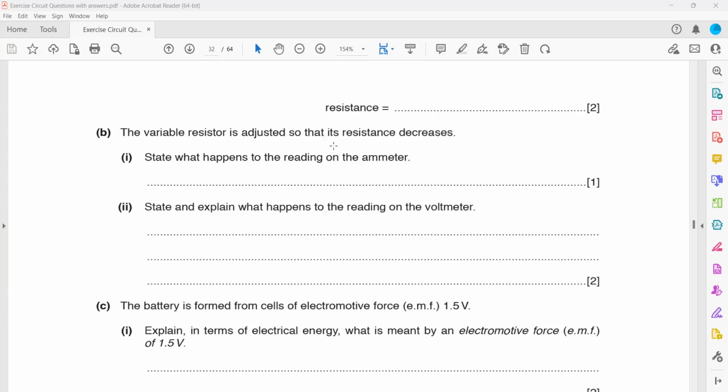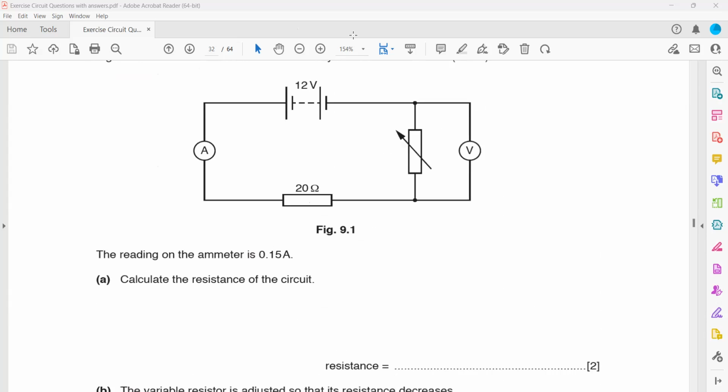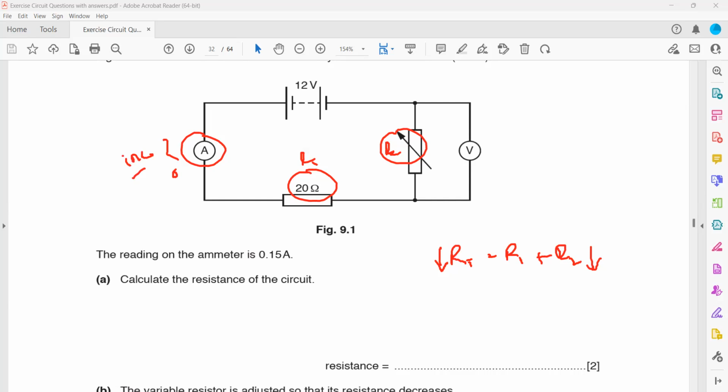The variable resistor is adjusted so that the resistance decreases. What happened to the reading of the ammeter? Look, the total resistance of this circuit equals the resistance of 20, like R1, plus the resistance of the variable resistor R2. They are saying that we reduce the resistance of the variable resistor. So the combined resistance of the circuit will decrease. What happened to the current in the circuit? Will it increase, decrease, or stay the same? If the total resistance of a circuit is decreasing, more charge will flow through it, so the current will start to increase.